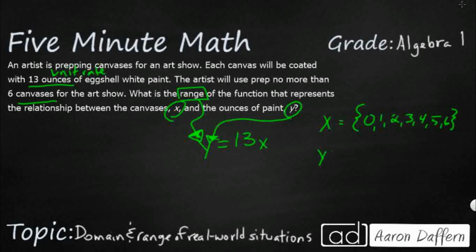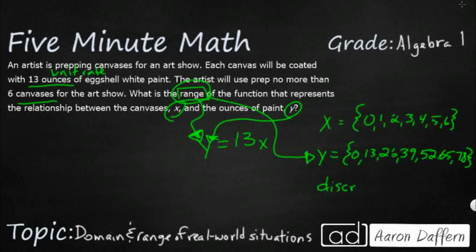But I need that because each one of those canvases is going to be coated with 13 ounces of eggshell paint. So 0, one canvas would take 13, 2 would take 26, 3 would take 39, 4 would take 52, 5 would take 65, and there we go, 78. So this right here is the range. So my range is actually going to be this set right here, and this is discrete data because we're simply counting whole canvases. You can't have 0.5 canvases. That's it. So let's look at another example.